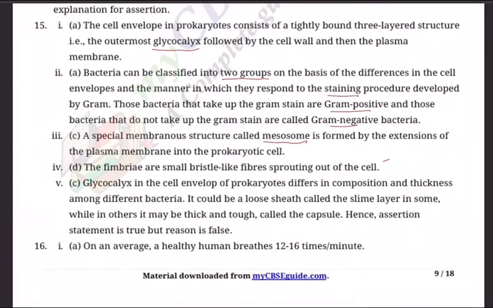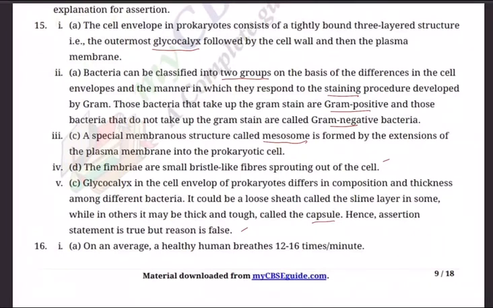Now question 5th, assertion reasoning. Glycocalyx is the cell envelope of prokaryotes, differs in composition and thickness among different bacteria. It could be loose sheath called the slime layer in some, while in others it may be thick and tough, called the capsule. Hence, assertion statement is true, but reason is false. So the answer has to be C.